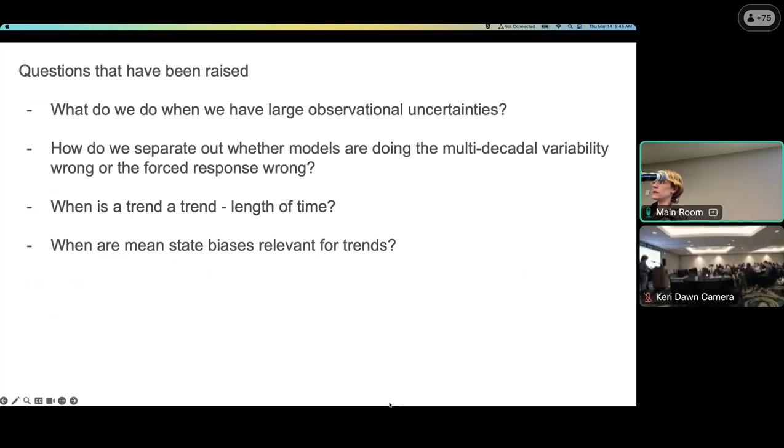There's a comment here from Gavin that there are pretty good statistical tools for determining whether trends are meaningful. I guess this is back to question three, and that's really helpful. So again, it would be really useful to have those references in the chat.